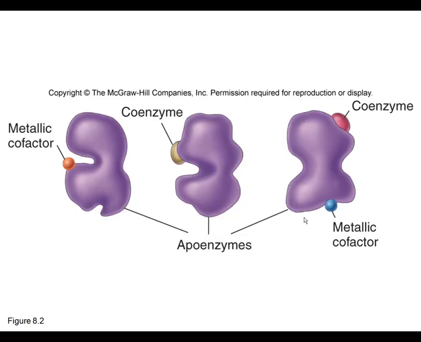Here's a picture of coenzymes, cofactors, and apoenzymes. If you look at our first picture here, we have the protein portion, which is our apoenzyme, and it is attached to some sort of metallic cofactor. Here the apoenzyme is attached only to a coenzyme, and here we have the apoenzyme attached to a coenzyme as well as a cofactor. All three of these kinds of configurations are legitimate conjugate enzymes.